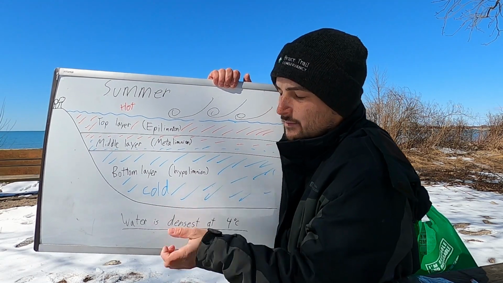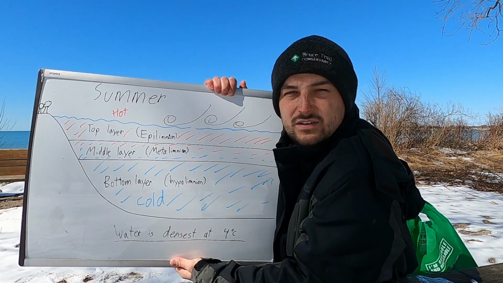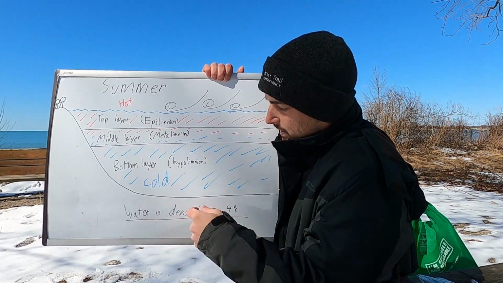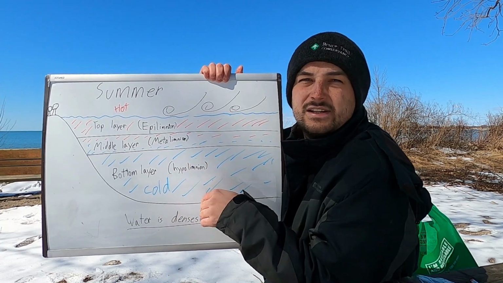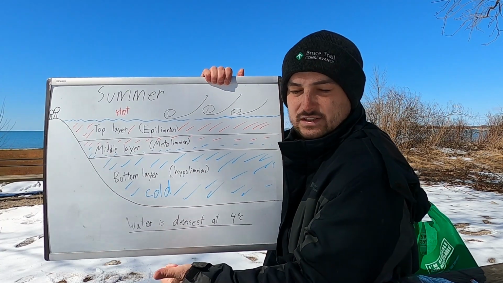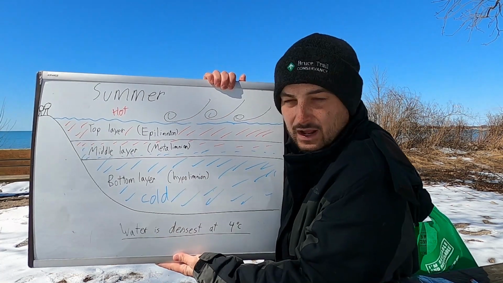So then in the bottom layer, it's too dark for sunlight to get down there. It can't be touched by the wind because it's so far down. So it just stays 4 degrees Celsius. It ends up running out of oxygen, and there's not enough sunlight for plants to do photosynthesis. So this is how the layers split up.